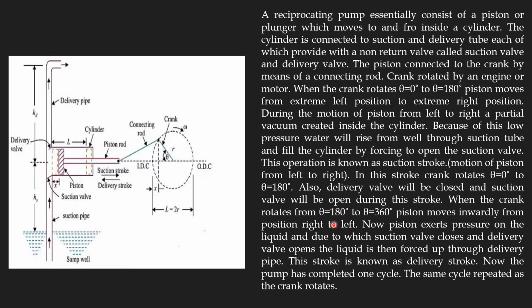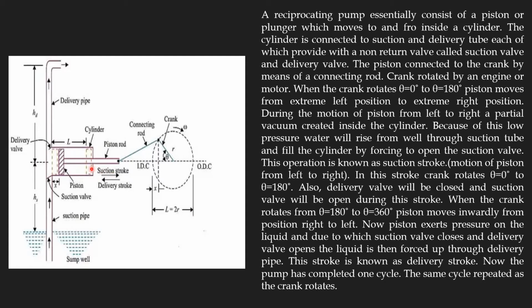When the crank rotates from 180 to 360 degrees, the piston moves inwardly, from right to left. The piston exerts pressure on the liquid, due to which the suction valve closes and the delivery valve opens. The liquid flows through the delivery pipe. This stroke is known as the delivery stroke. Now the pump has completed one cycle. The same cycle repeats as the crank rotates.